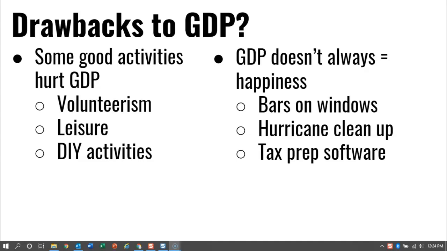Not good. Tax prep software. Yeah, we've got to spend it. It helps GDP to buy Quicken or TurboTax, but it doesn't make anyone any happier. It just keeps them out of jail. So GDP is not a perfect measure. It's certainly not that just because it's higher that everything is better. It just means that when GDP is higher, we're producing more stuff.